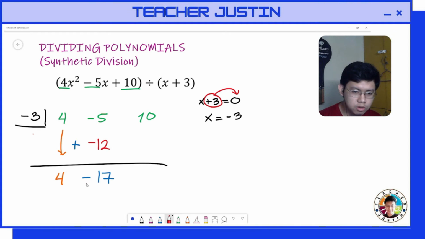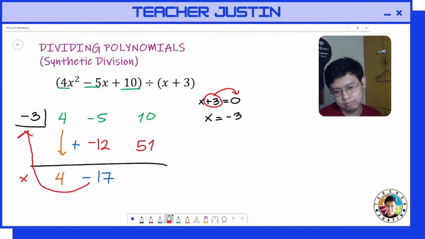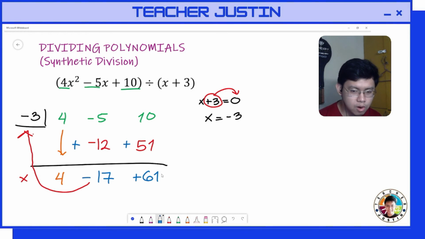Next is for us to multiply negative 8 to our divisor negative 3. So negative 8 times negative 3, that is positive 24. So positive 24. Okay? Then, let's perform addition. So let's add 10 and 24. That will be positive 34. And now, after we perform our synthetic division, let's proceed to our terms.